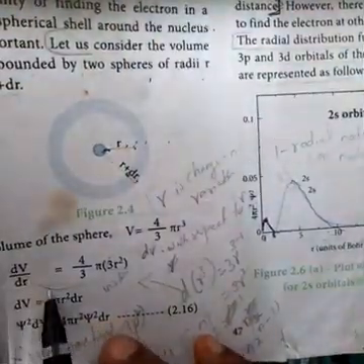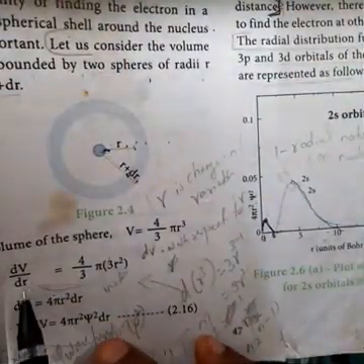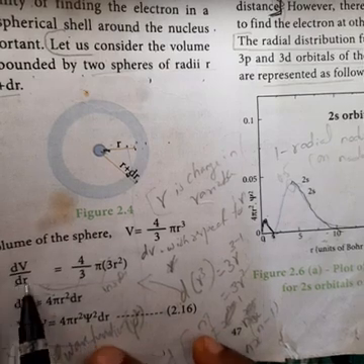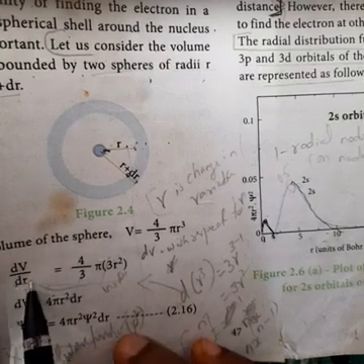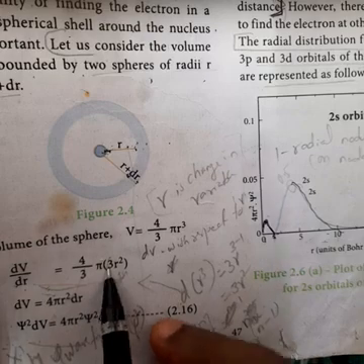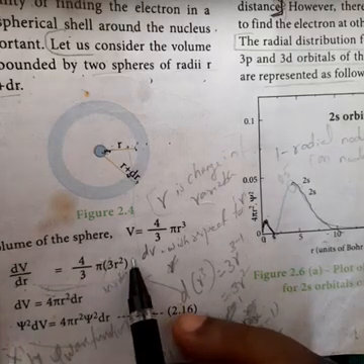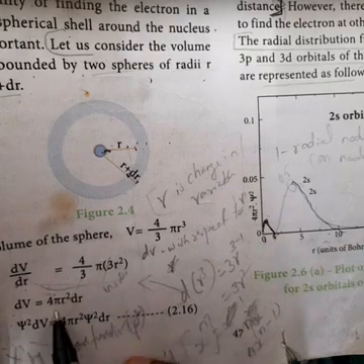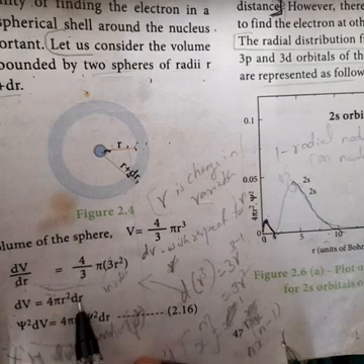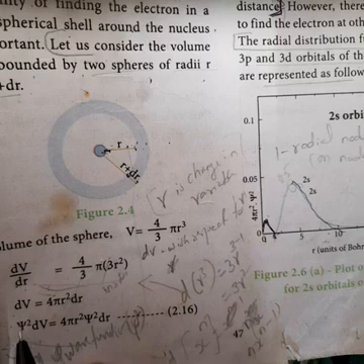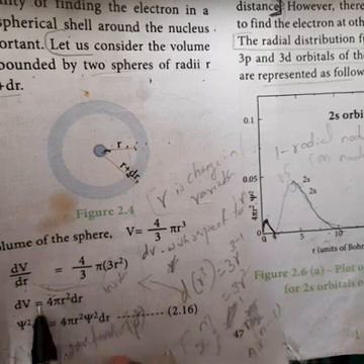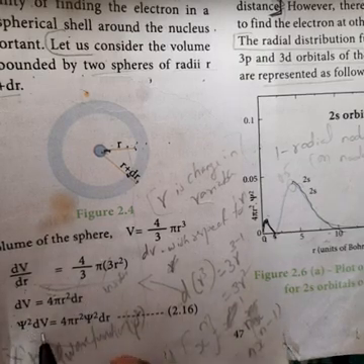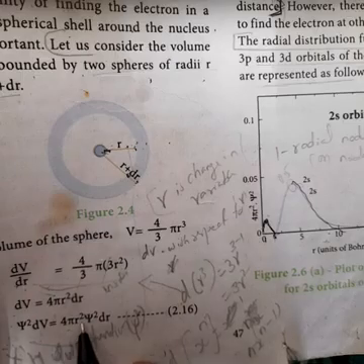Differentiating with respect to r, dV by dr is equal to 4 by 3 pi into 3 r square. Cancelling 3 with 3, we get dV equal to 4 pi r square dr. When multiplying psi square with this volume of sphere formula, we get psi square dV equal to 4 pi r square into psi square into dr.